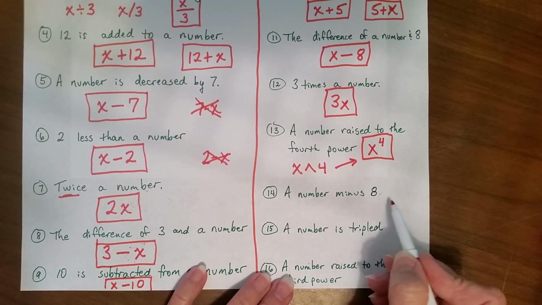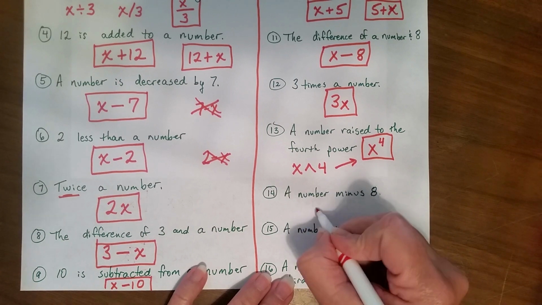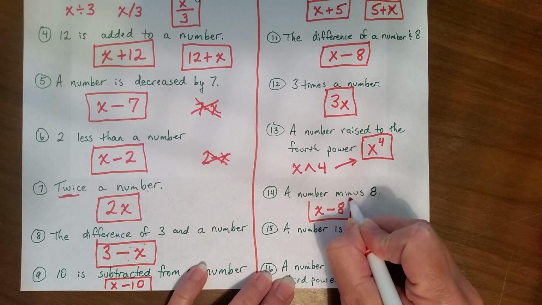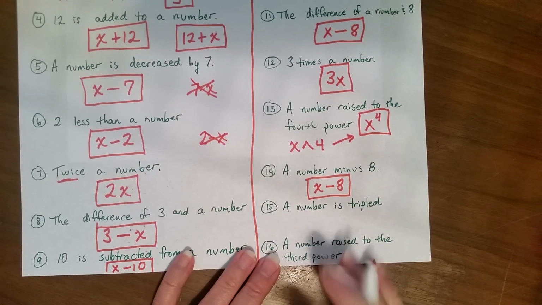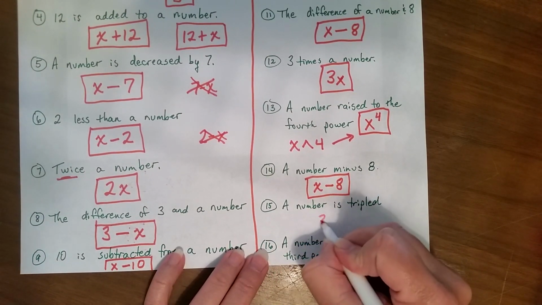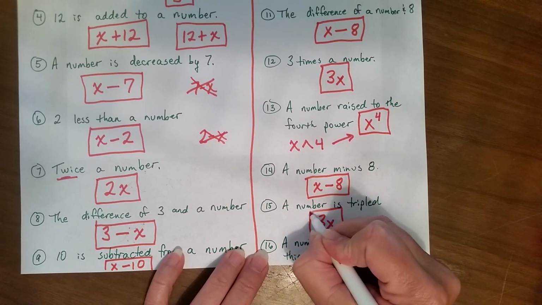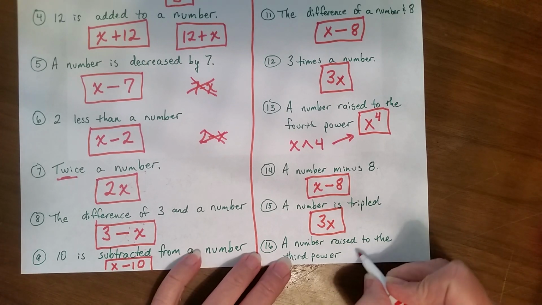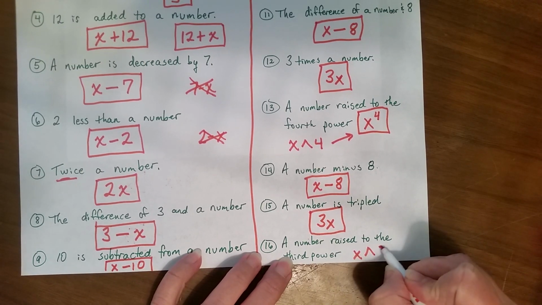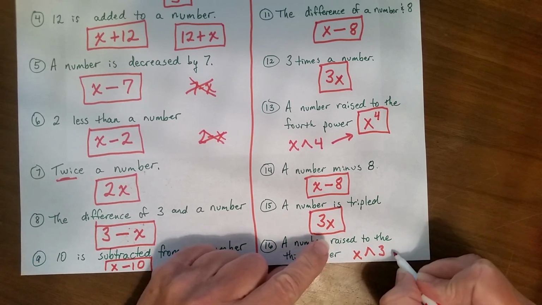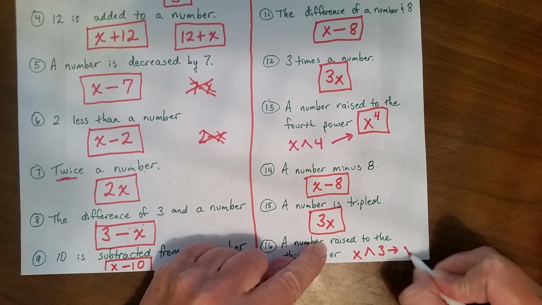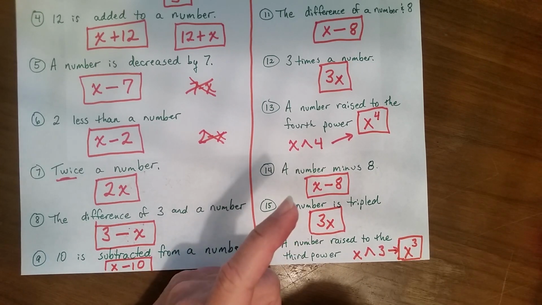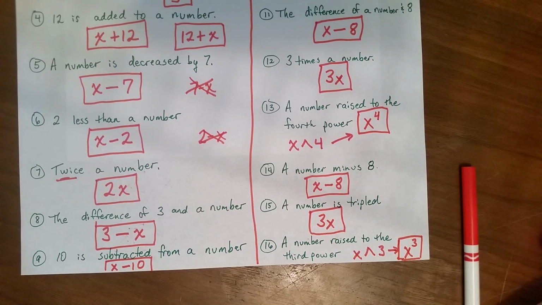Okay, a number minus 8. So a number, we're going to start with that, minus 8. Take away 8. All right, next one, a number is tripled. Well, that indicates times. A number raised to the 3rd power. So this would be x caret 3, which is going to show up on Delta Math as x to the 3rd power.